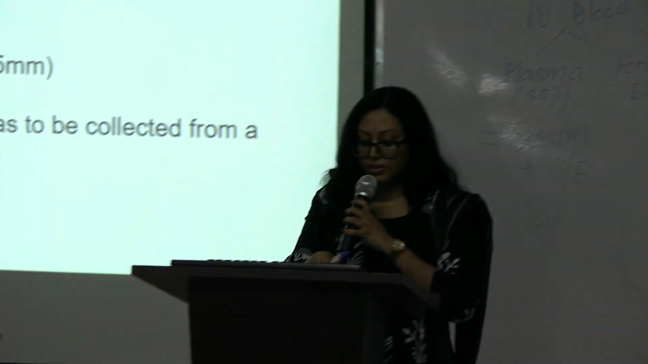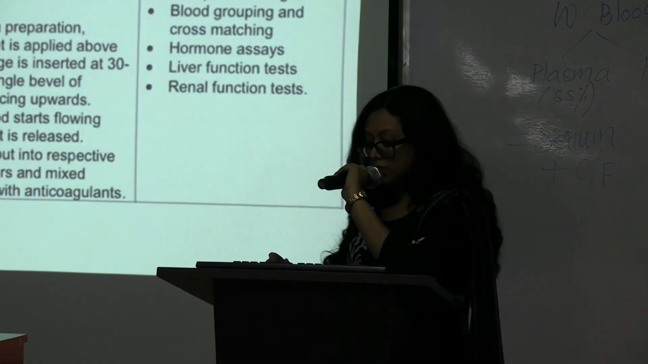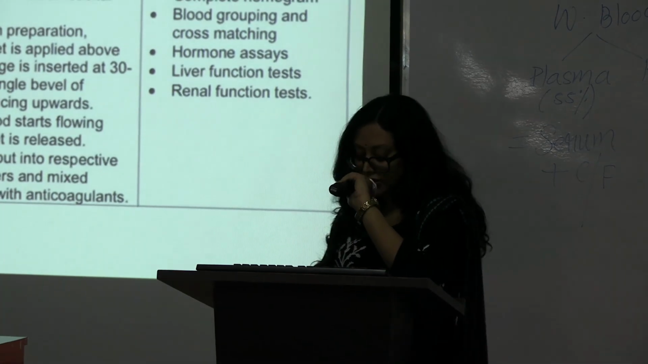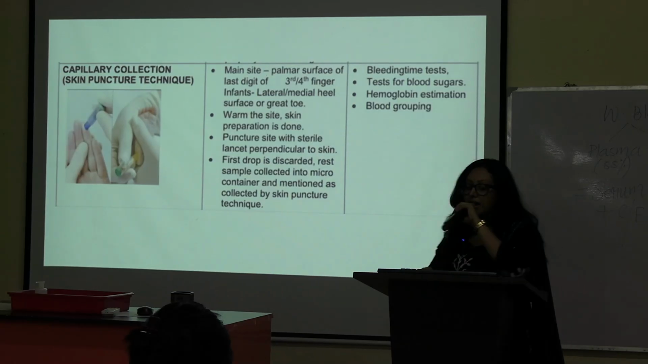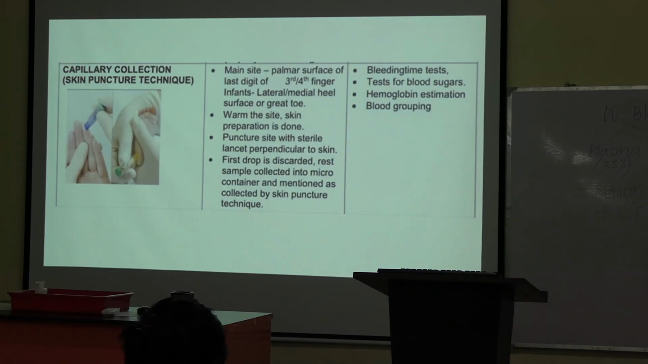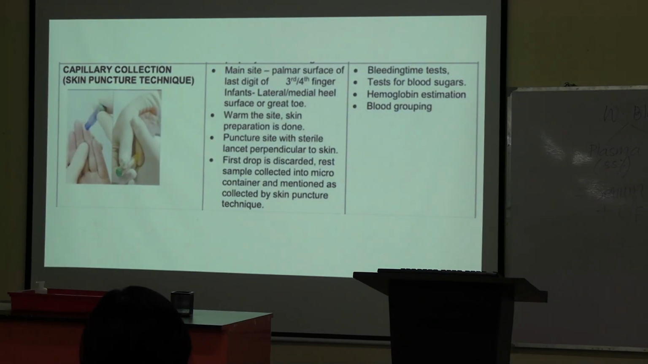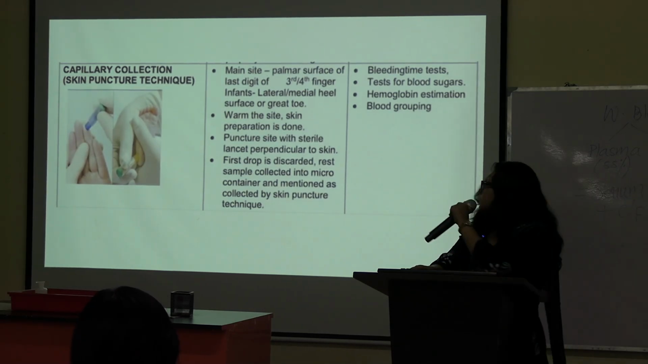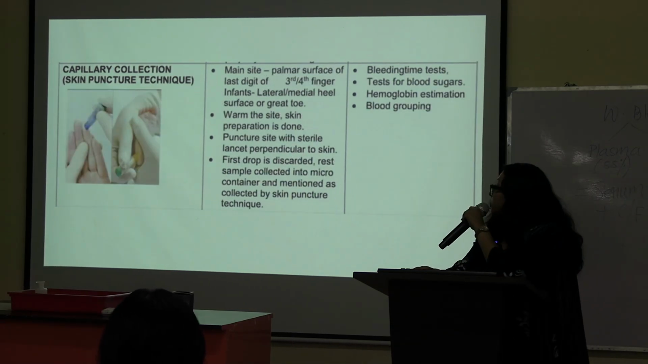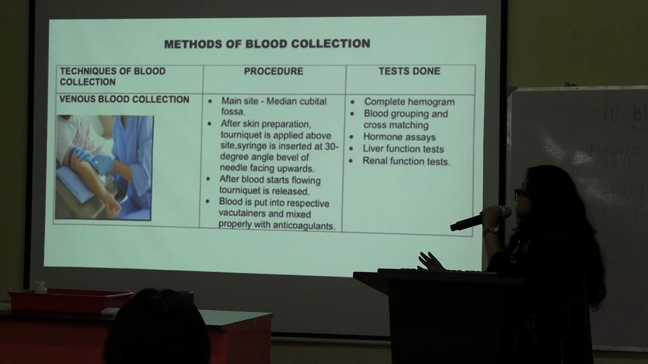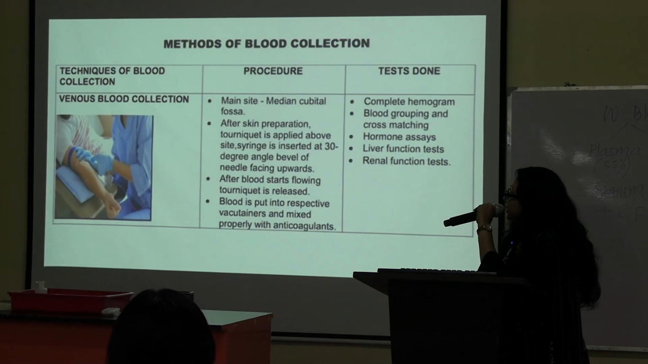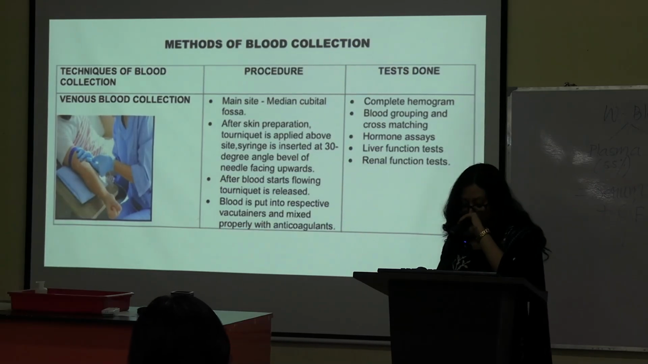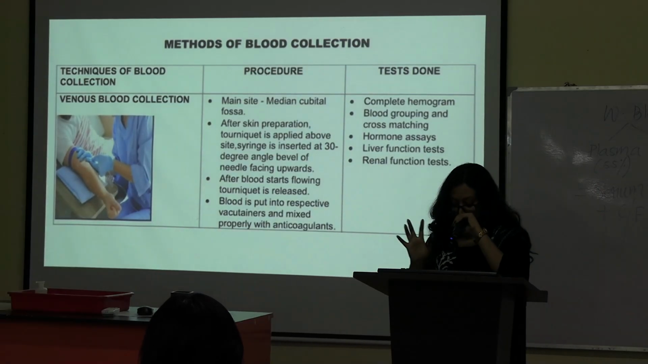Understood? Understood the mnemonic? So, methods of blood collection: venous collection, capillary collection or skin puncture technique, and then the third one is ABG, that is arterial collection of blood. Okay? Now, what are the sites of blood collection is also important. For venous blood collection, the important vein is the median cubital vein.